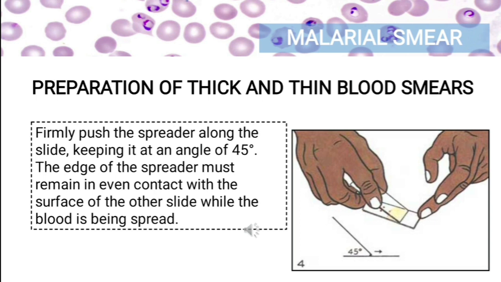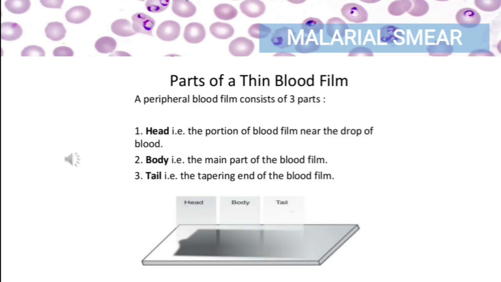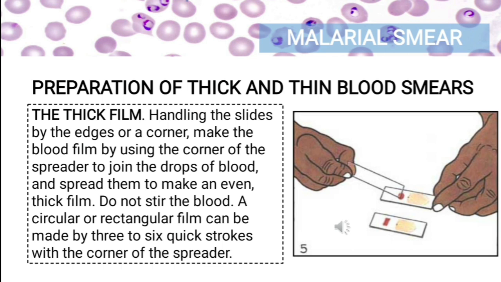Next, for the thin film or thin blood smear, you must firmly push the spreader along the slide, keeping it at an angle of 45 degrees. The edge of the spreader must remain in even contact with the surface of the other slide while the blood is being spread. So this is how a thin blood film looks like, and it has 3 different parts: the head, the body, and the tail. And you are done with the preparation of your thin film.